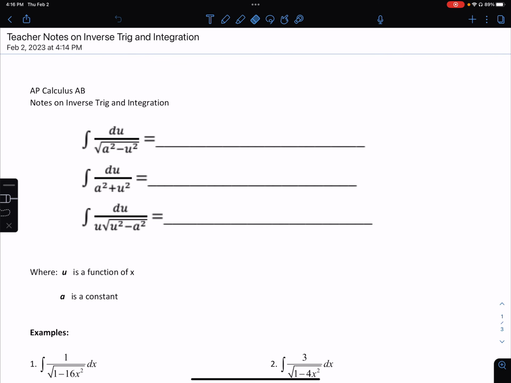So today we're going to be taking a look at inverse trig and integration. This is going to be very similar to what we did yesterday. Remember yesterday we did the arc trigs, the derivative.